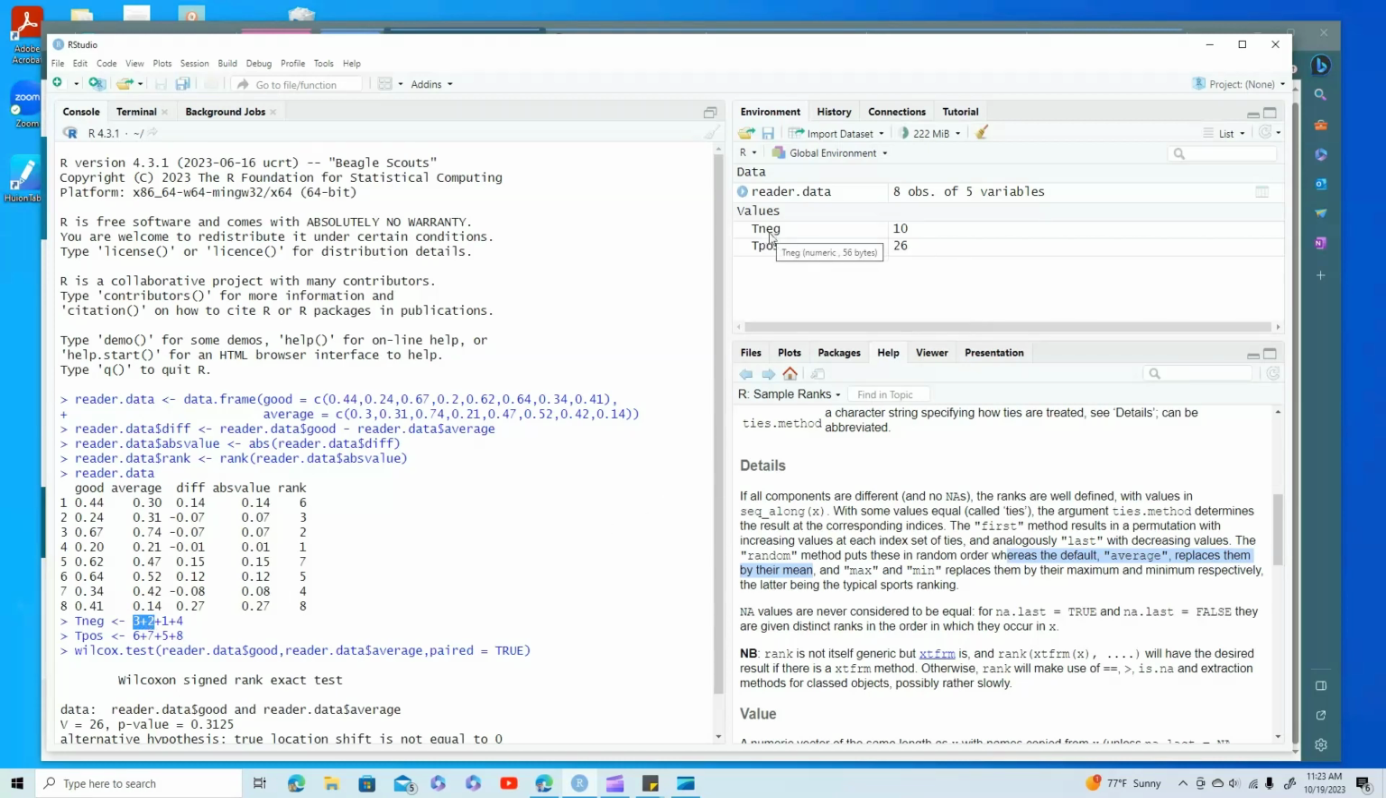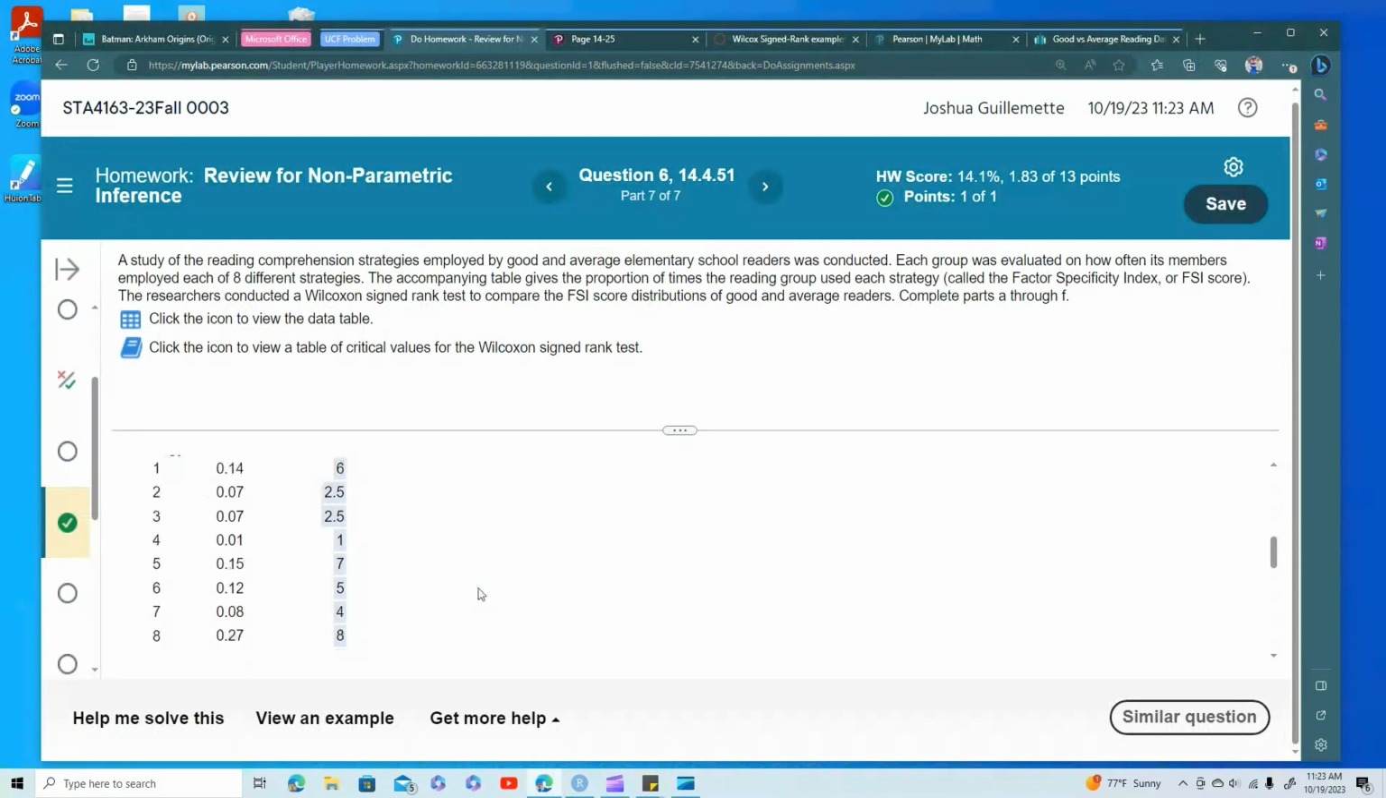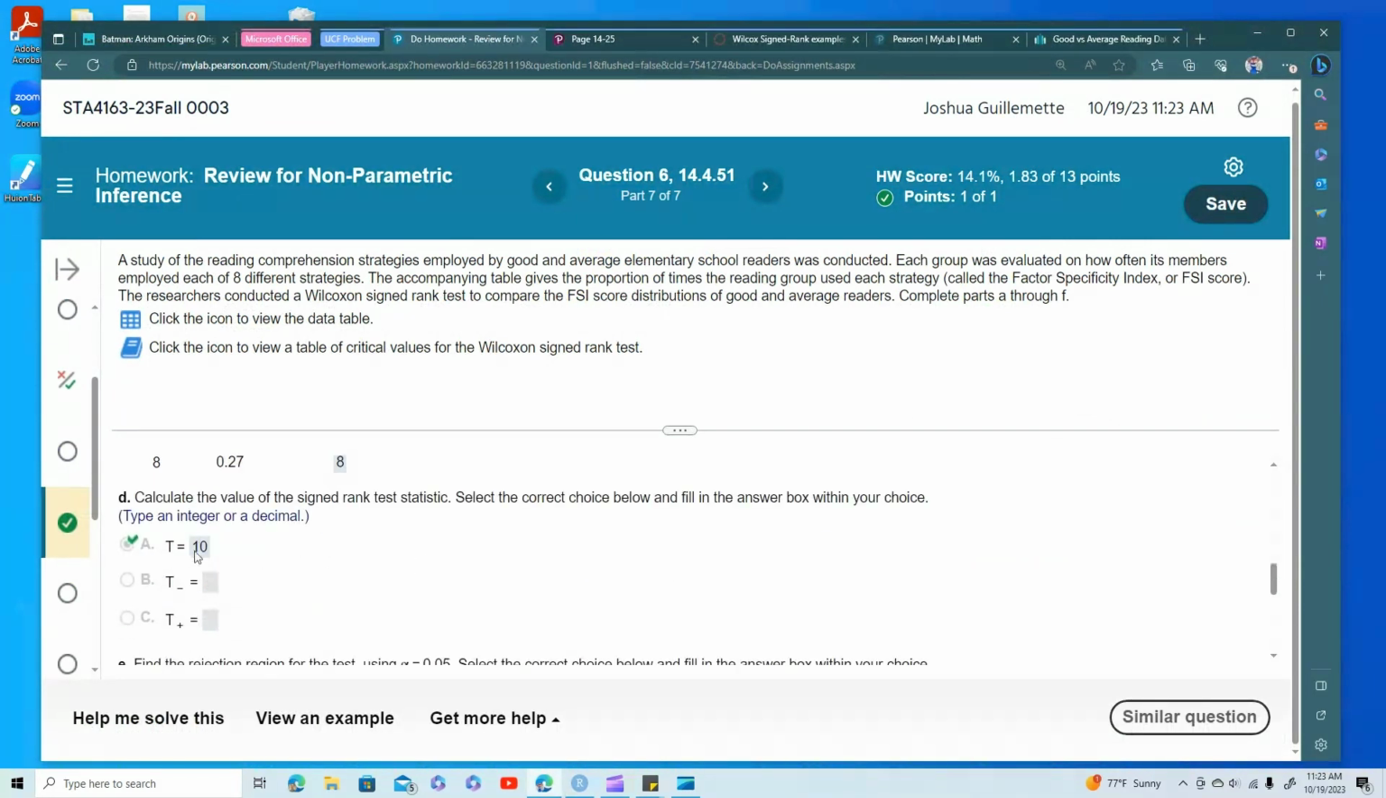And you can see T negative shows up here as 10. And then my T positive is the 6, the 7, the 5, and the 8. And I can see that that's 26. So my T negative and my T positive are 10 and 26. Now, so T is going to be 10.